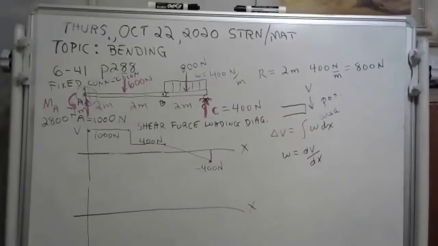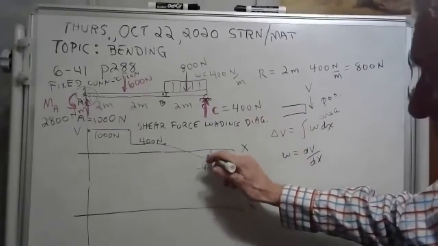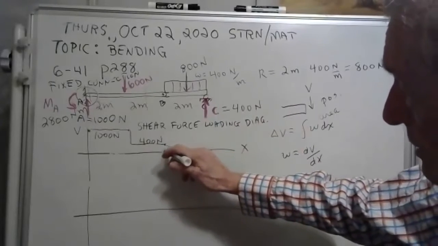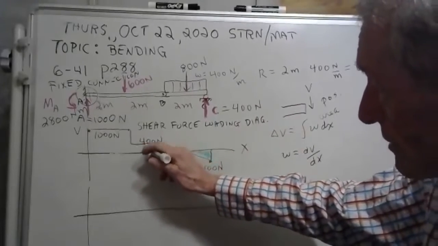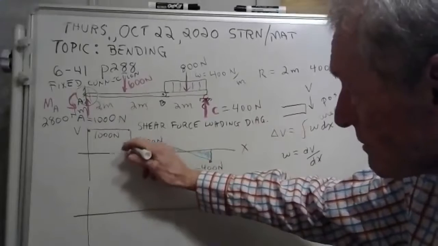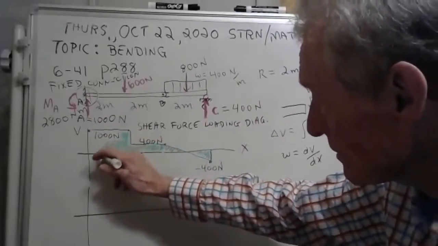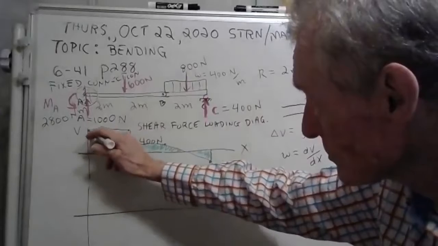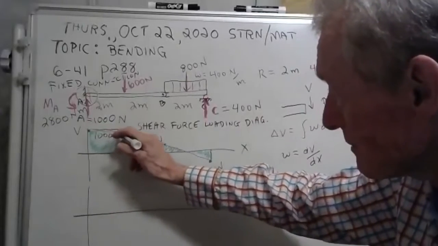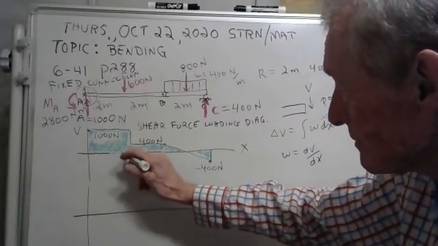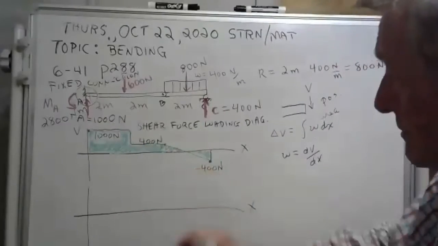We just did it. And if you want to make it pretty, you can color it in. Get yourself some Crayolas, and you can make it pretty. What do you think? Yeah, color it in there. We got ourselves a shear loading diagram. There it is. Pretty neat.